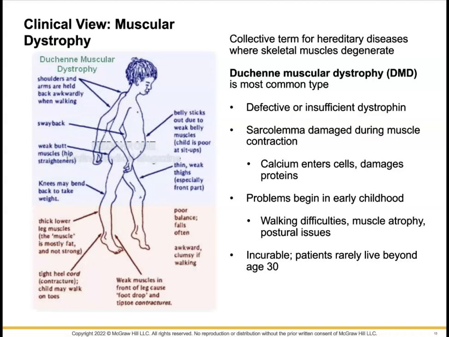Now, DMD is incurable. We can't fix it. So patients tend to be confined to a wheelchair by adolescence, and they rarely live beyond the age of 30 because death typically results from respiratory and heart complications, both which rely on muscle contraction.